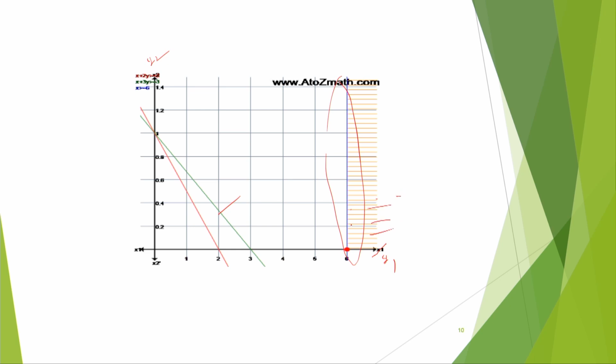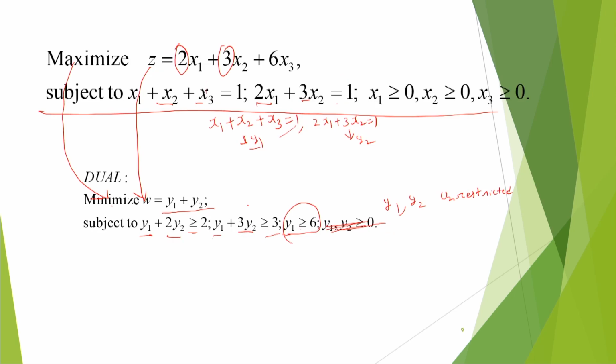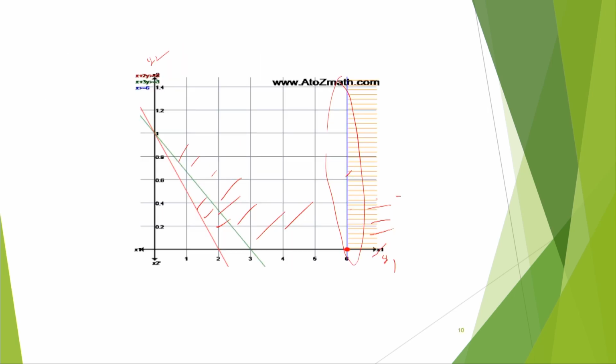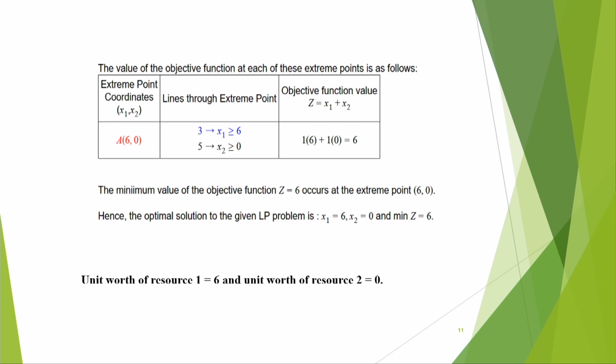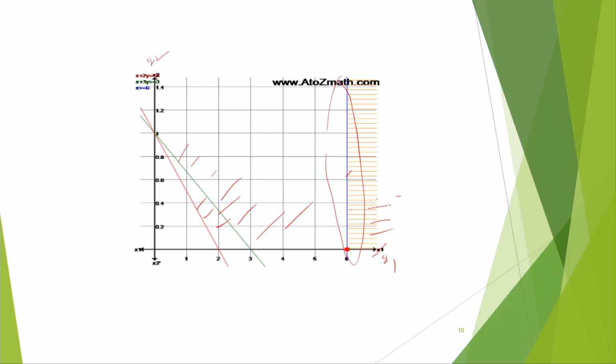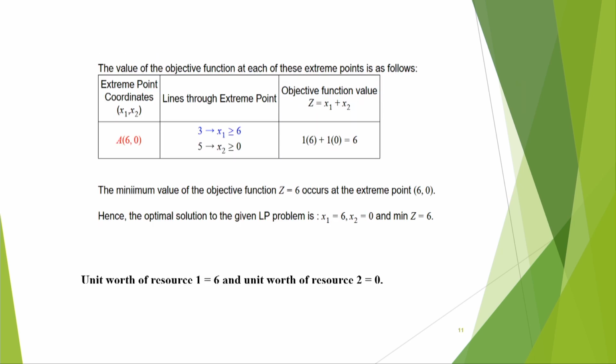Basically, you can be only in this zone, because this one says you can go here, here, here, because y1 plus 2 y2 is greater than 2. So ultimately the value of the objective function at each of these extreme points you have to find. The extreme point is only (6, 0), because other things you cannot do. So the objective function value is basically x1 plus x2, that means 6. So the minimum value of the objective function occurs at the extreme point (6, 0), that is all.